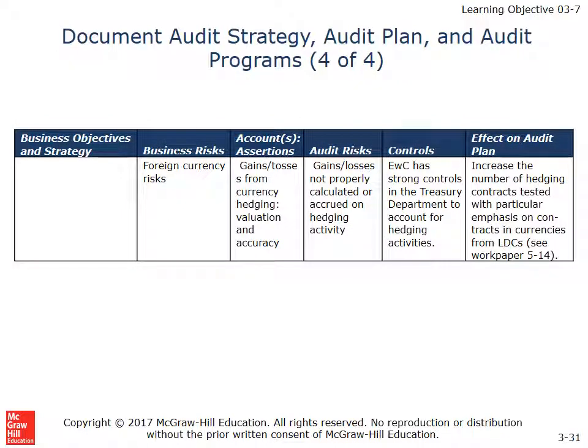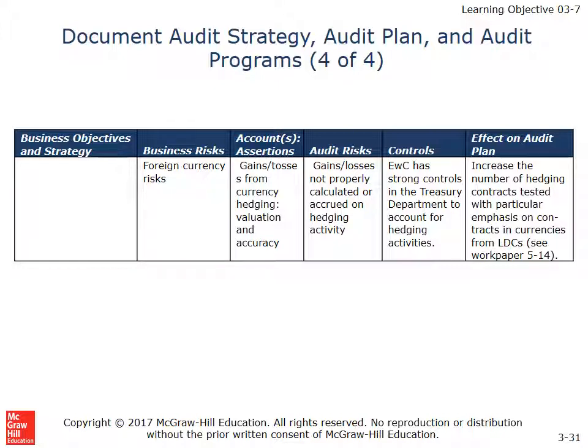Another business risk related to this strategy is foreign currency risk. Back in advanced accounting, you learned that there's a lot of risk when you're dealing with foreign currency. You may be getting paid in foreign currency in a month or two, and there's a risk of it going up or down in value. So the account assertions: gains and losses from currency hedging, valuation, and accuracy. What's your audit risk? The gains and losses are not properly calculated or accrued on hedging activity.